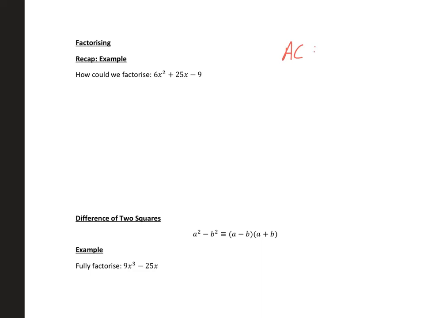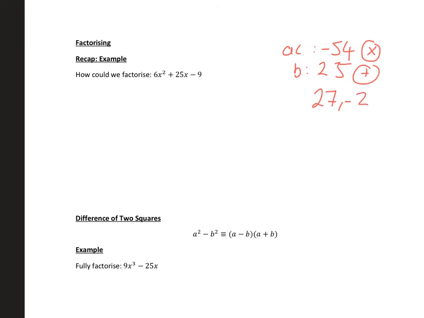So a is 6, c is minus 9. A times c is minus 54. So I'm looking for two numbers that multiply to make minus 54. And my b is 25. So I also want two numbers that add to make that. So try all the different combinations of factors, and I should get 27 and minus 2.